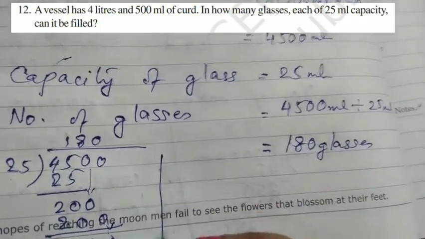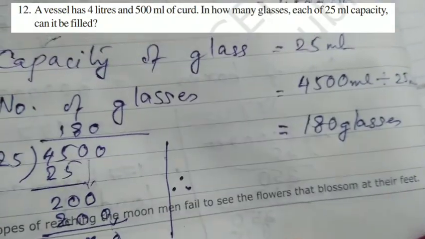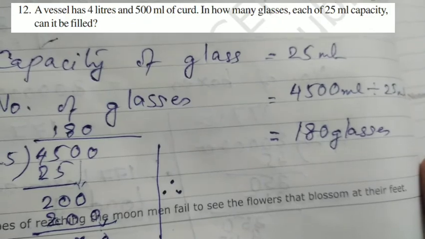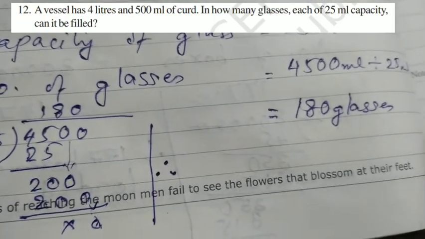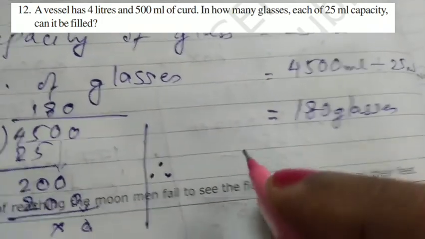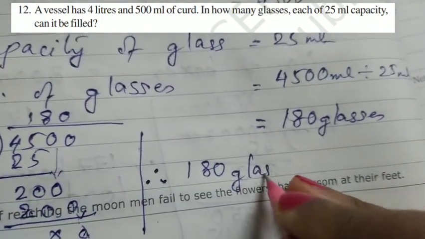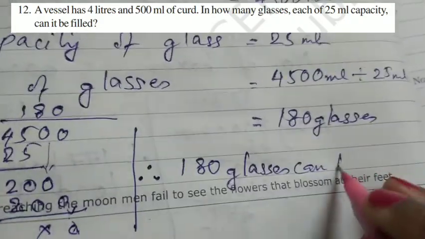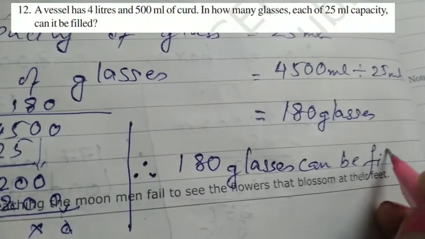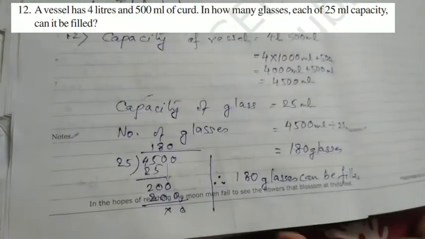So what will be my answer? Therefore, the question states, how many glasses each of 25 ml capacity can it be filled? So I can say 180 glasses can be filled. Okay, so that is question number 12.